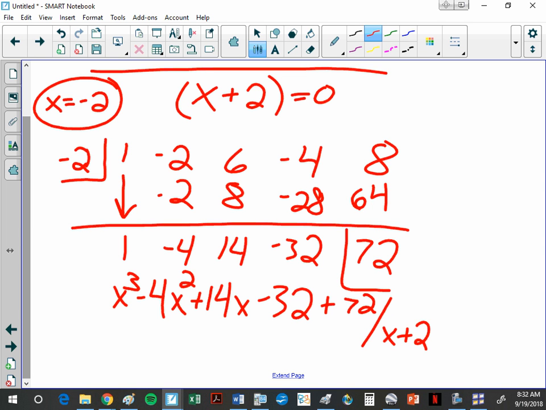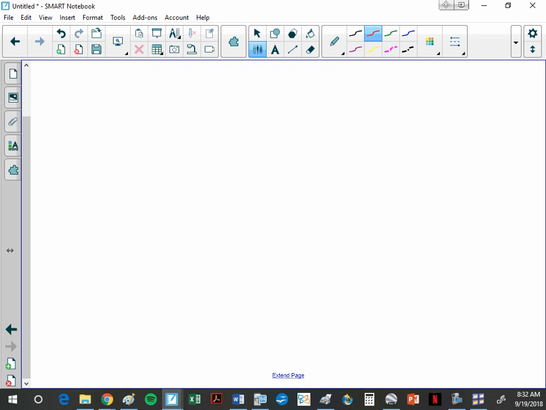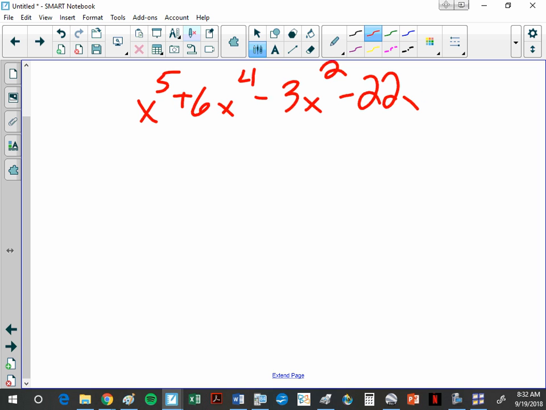Okay. Now, that is how you do synthetic division. But sometimes your equation is going to be missing something. So let's look at number 13. 13 says x to the fifth plus 6x to the fourth minus 3x squared minus 22x minus 29, and I'm dividing by x plus 6.